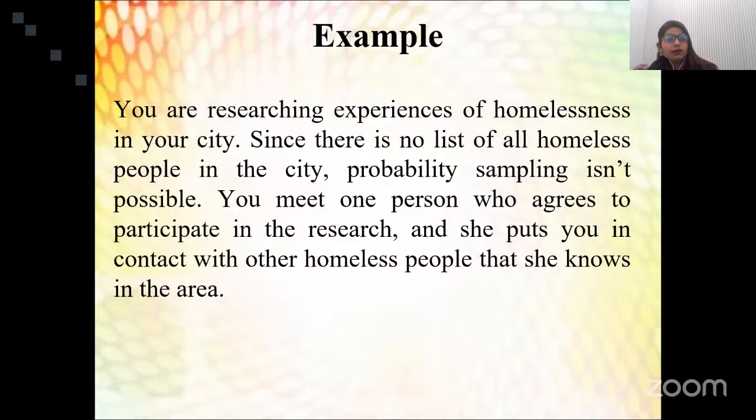So when our population is not finite, we have to go with non-probability sampling. If our population is finite, we can apply probability sampling, but here our population is infinite, we can't apply it, so we have to go with a non-probability sampling technique. In that case, we will go with snowball sampling.